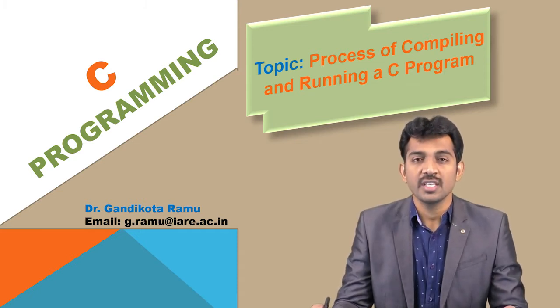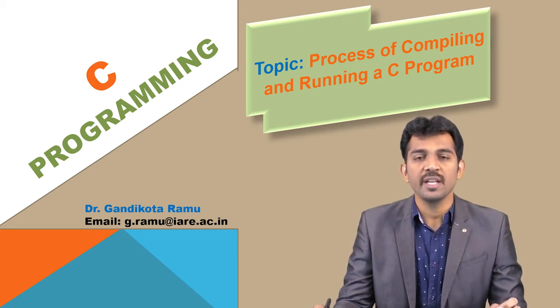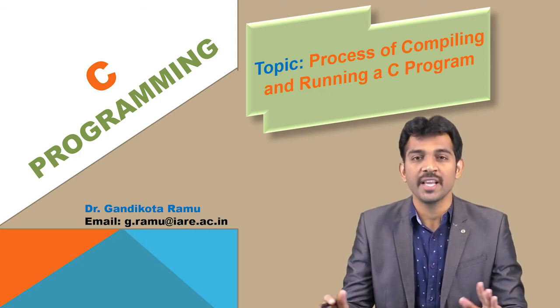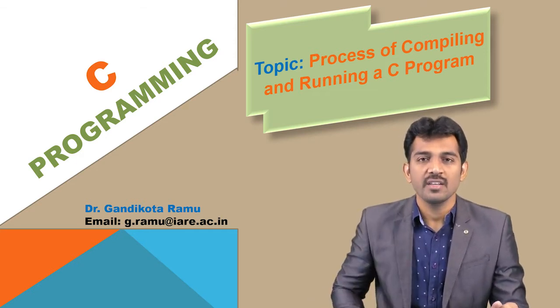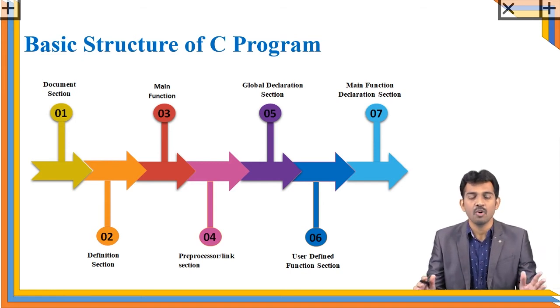In last class, we have seen Introduction to the C language. In this class, we are going to see how to run a program and how to convert your C program into the executable file. First, we will see the structure of C program. Your structure of C program involves 7 categories, broadly divided.